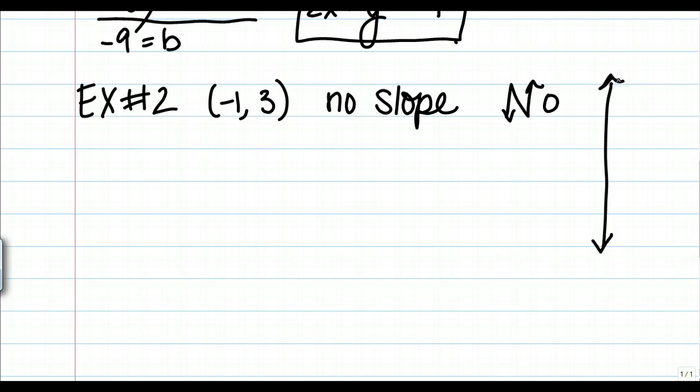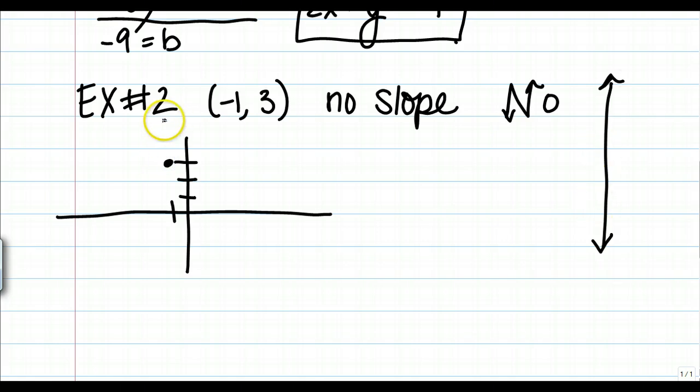So when you go to graph this, or excuse me, write an equation for this, I think the easiest way is to graph it. And what you can do is you can just plot this point, -1, 3, and you know that it has no slope, so it has to go through that point. So you can look and go, okay, what does this graph look like? How can I make an equation out of this?